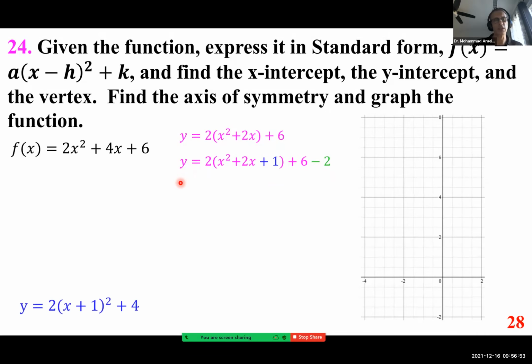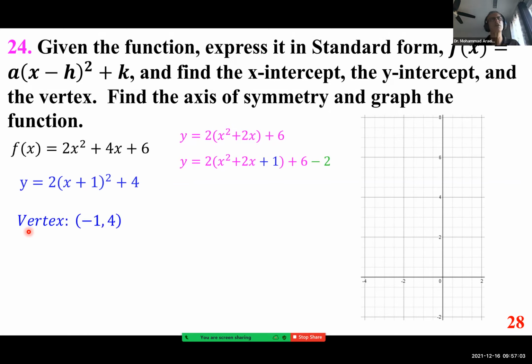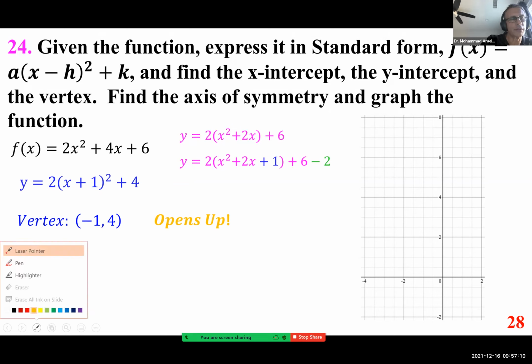And so when we put it in this format, we can see the vertex is -1, 4, a is 2, which means it opens up. Here's the vertex, and we know it opens up. Now, before we continue, we could have done it this way.